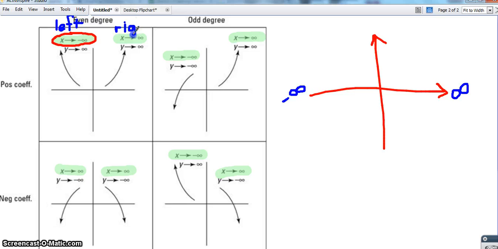So on all of these, if we want to tell the end behavior, we want to tell what's happening on both ends.